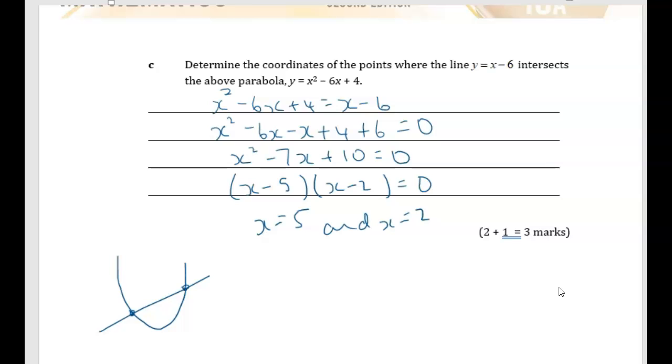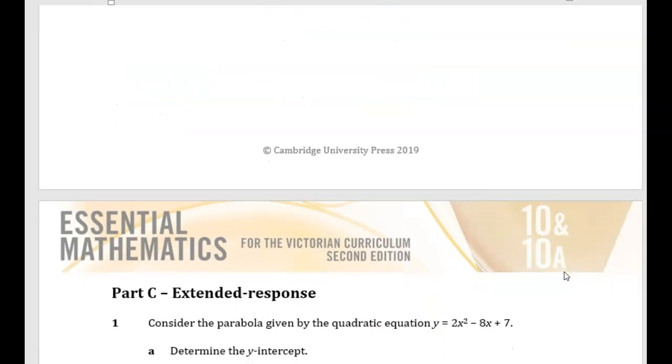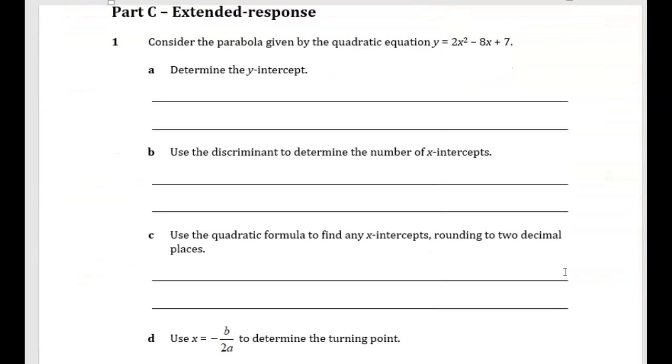It is asking for coordinates, so we do have to substitute these values back in. So when x equals 5, y is equal to 5 minus 6, which is negative 1. And when x equals 2, y is equal to 2 minus 6, which is negative 4. So your coordinates are going to be (5, negative 1) and (2, negative 4). But girls, you won't be tested on that because I forgot to delete this before I gave you the test. But it's still good to do something like that.